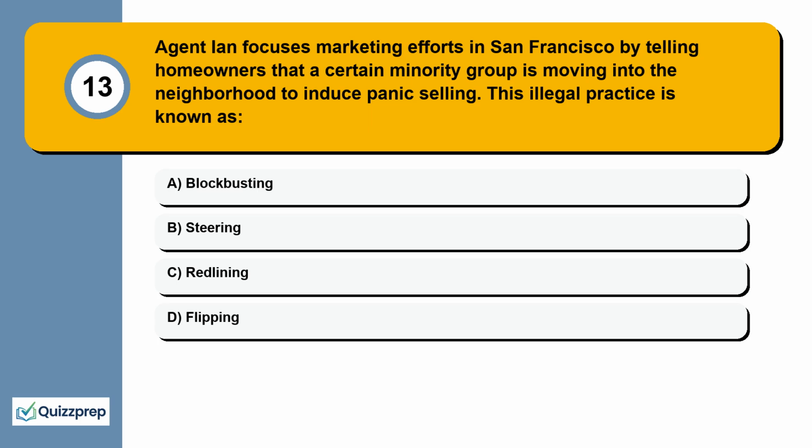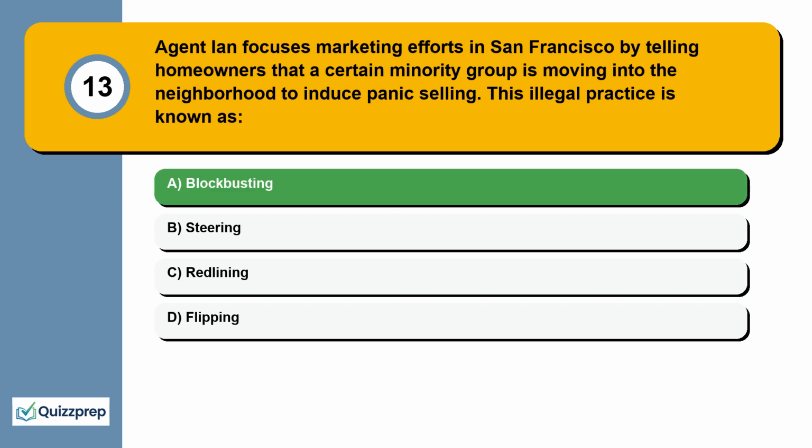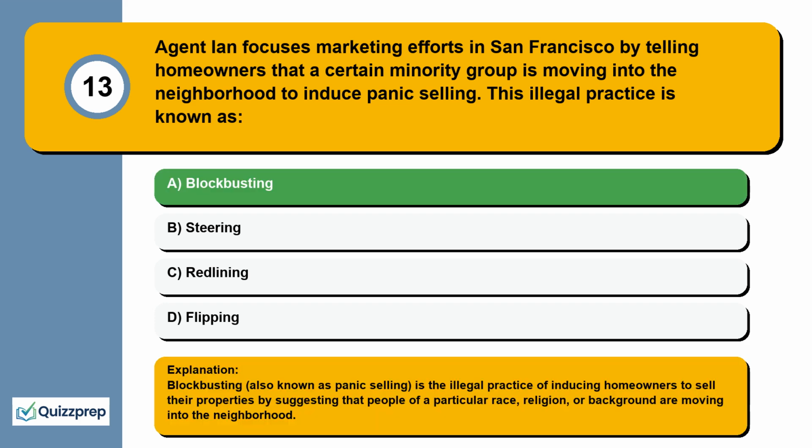Question 13. Agent Ian focuses marketing efforts in San Francisco by telling homeowners that a certain minority group is moving into the neighborhood to induce panic selling. This illegal practice is known as blockbusting, steering, redlining, flipping. Blockbusting, also known as panic selling, is the illegal practice of inducing homeowners to sell their properties by suggesting that people of a particular race, religion, or background are moving into the neighborhood.